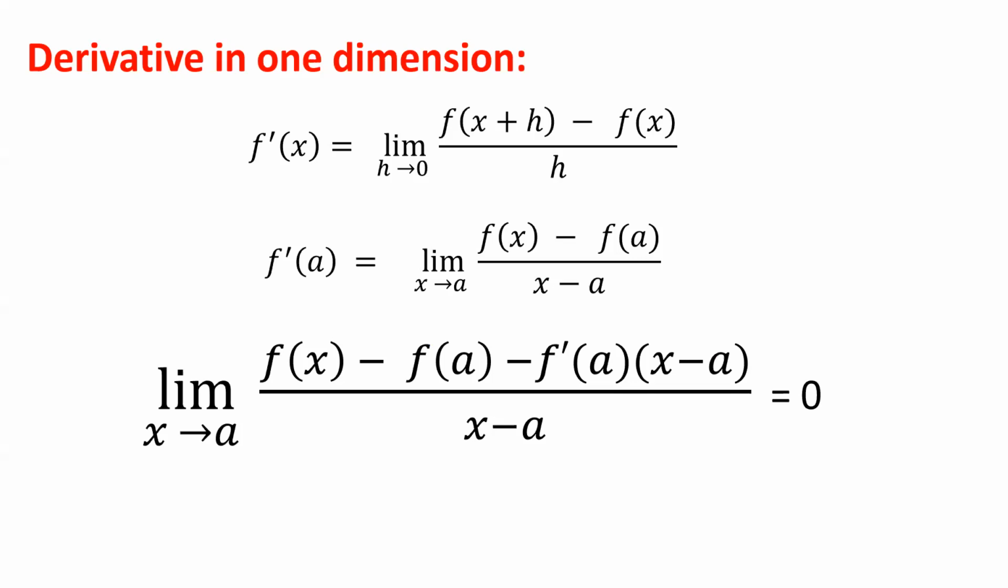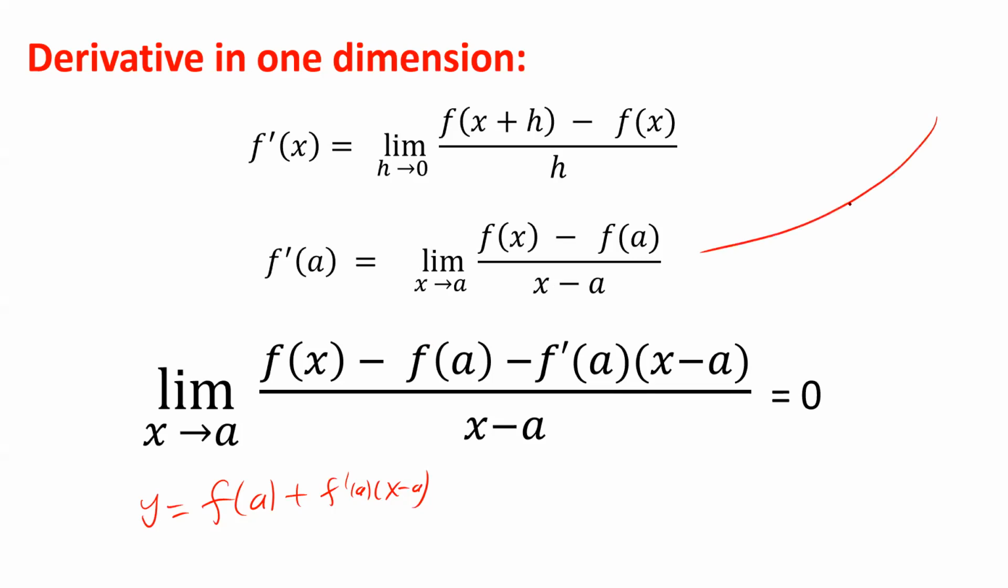So can anybody interpret what we've just looked at? What does f of a plus f prime of a times x minus a look like? What kind of object is this? First order Taylor. And so geometrically, what does it look like? It's a line.